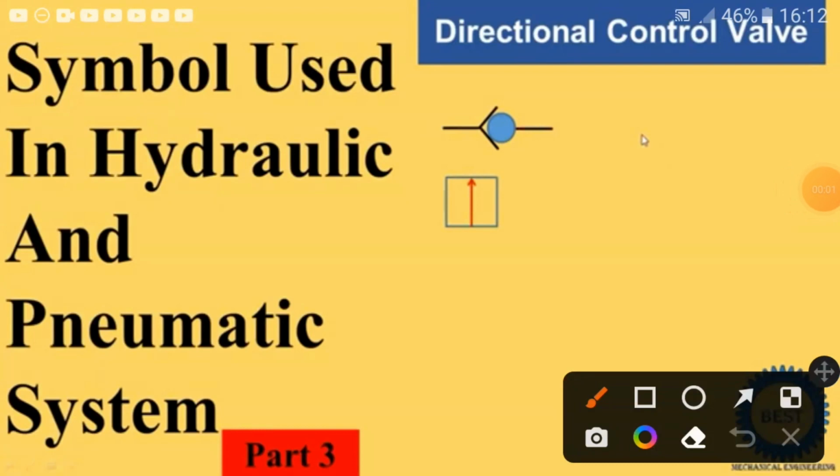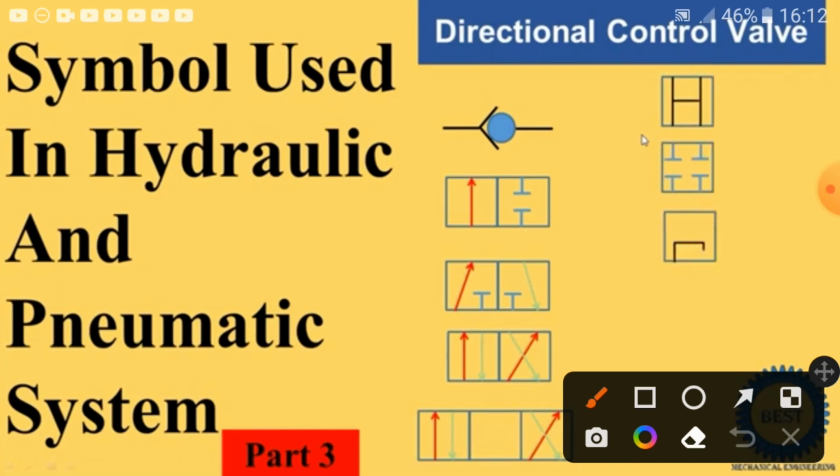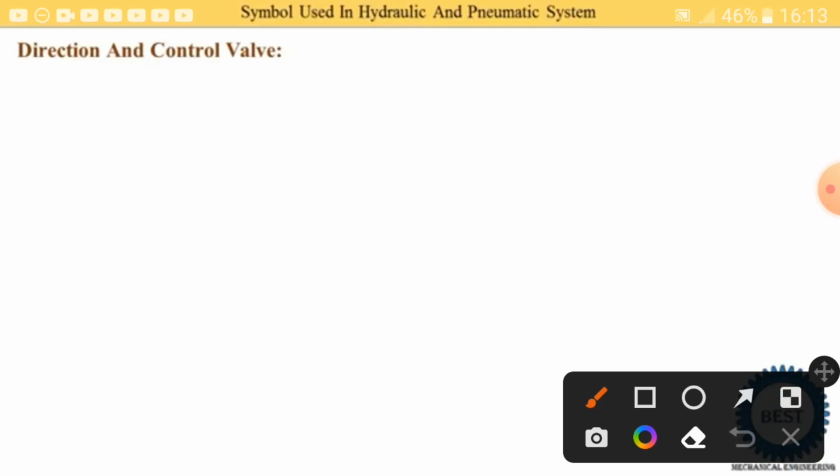Related to the directional control valve, and I explain in such a way that you can easily understand. Watch the video up to the end to clear your basic concepts related to directional control valves, how they are connected with different components, and how the liquid or oil is supplied from one port to another port or to the actuators. Here you see these various symbols.